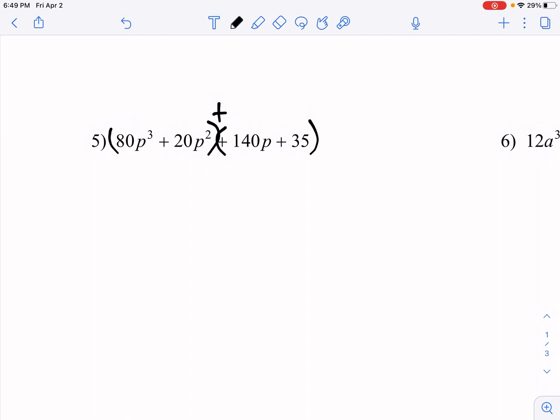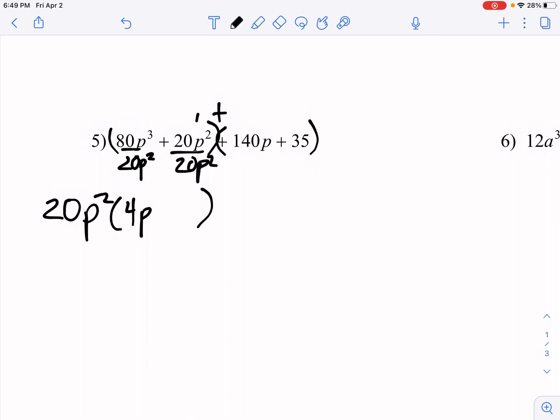Well, for me, it looks like 20 goes into 80 and 20, so I'm going to factor out a 20. And then they both have a p, and the lowest exponent is 2, okay? So I'm going to factor out a 20p squared from the first two, okay? So if I have 80 divided by 20p squared, 80 divided by 20, we'd have 4, and then we'd be left with p. And then 20p squared divided by itself would just give us 1, okay? Anything divided by itself is 1.